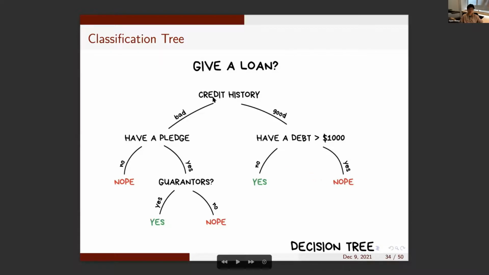And if the credit history is bad, then we will look at other criteria like whether they have a pledge, also whether they have a guarantor, and so on and so forth. So you can see from top to end, it tells you a rule for how you reach this decision. And because the whole rule has this tree structure, it's called the classification tree or the decision tree.